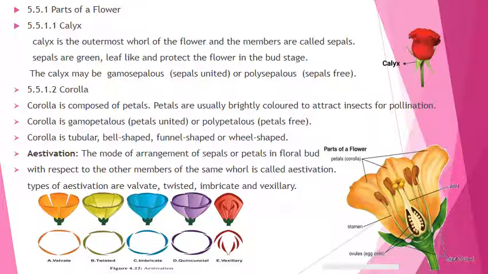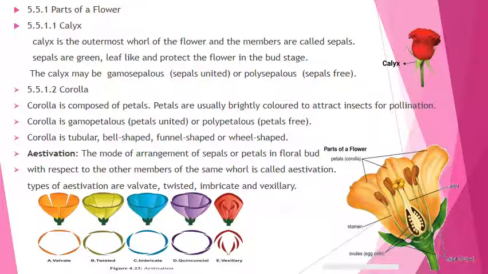Corolla is also gamopetalous, that means the petals are united with each other, or polypetalous, meaning the petals are free. Corolla can be tubular, bell shaped, funnel shaped or wheel shaped. Different shapes you will find.